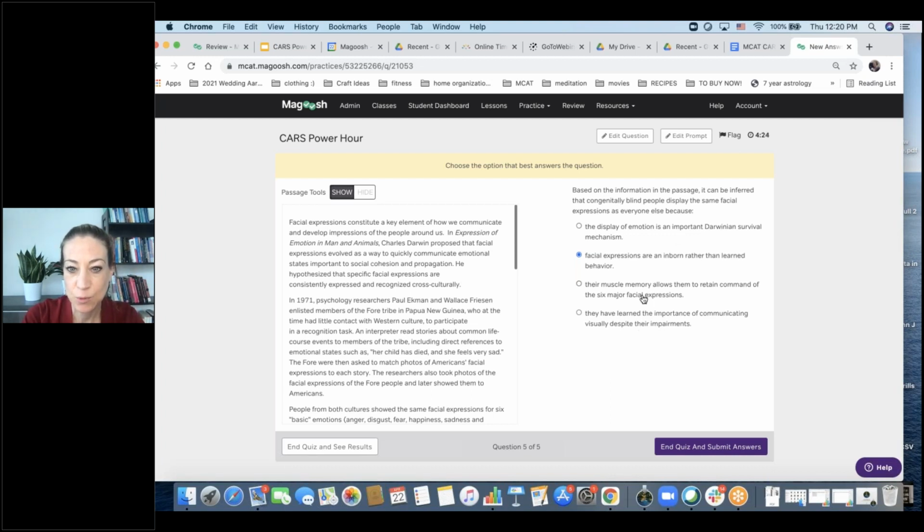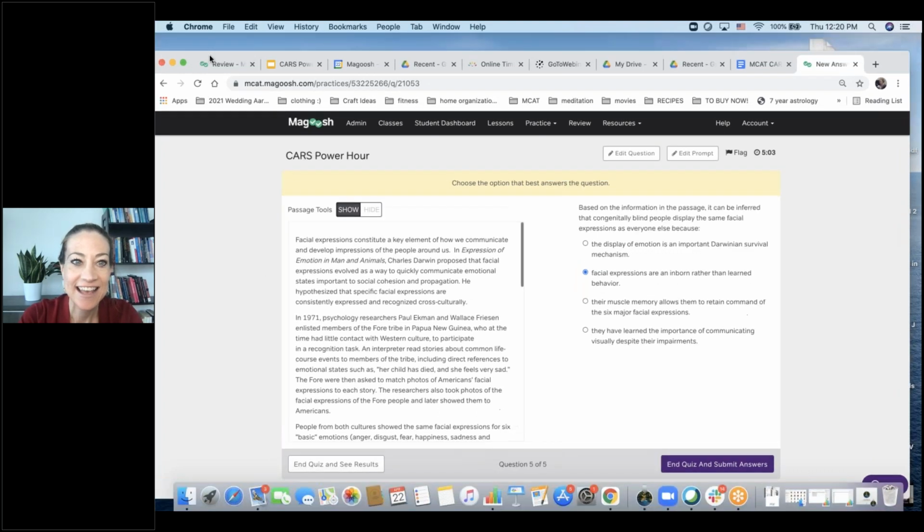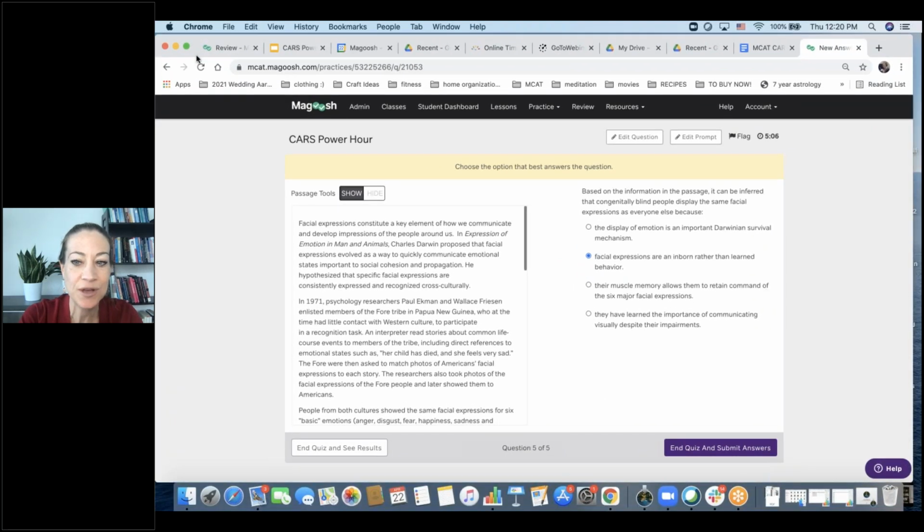We can't really infer that from this passage. The importance of communicating is not mentioned in this passage as something that people learn. It's more that it is important and it is a compensatory mechanism, and that congenitally blind people have this inborn ability to express the same emotions that others do. And so that is the end of the passage. You all did very well. And at this point, I think we can move to Q&A.